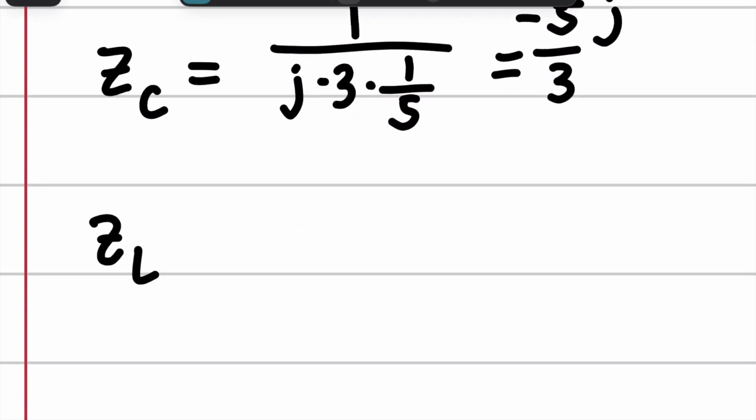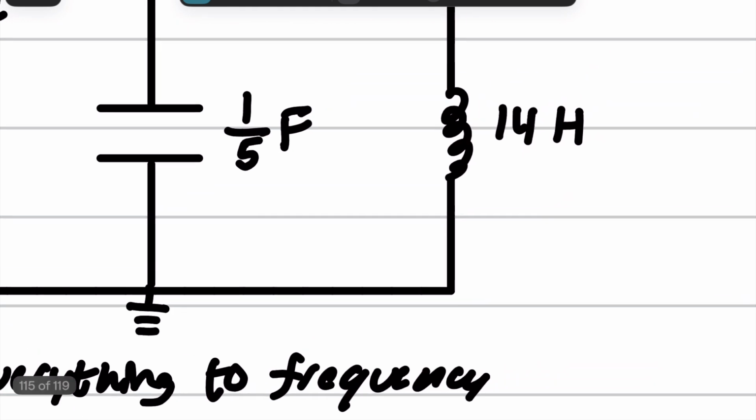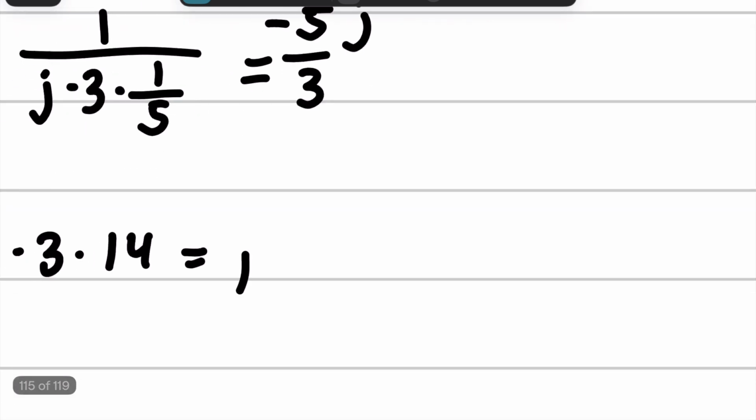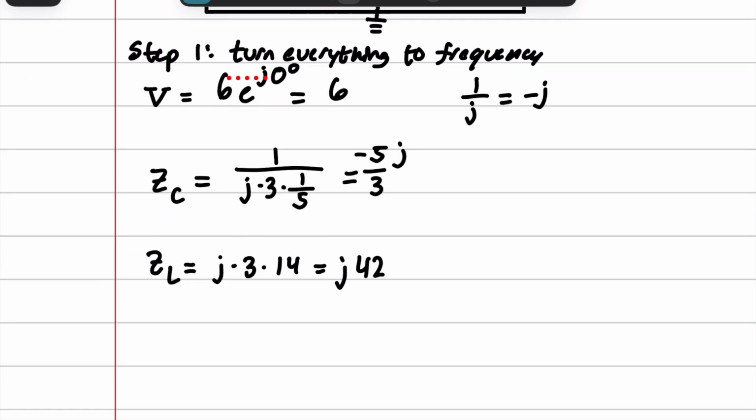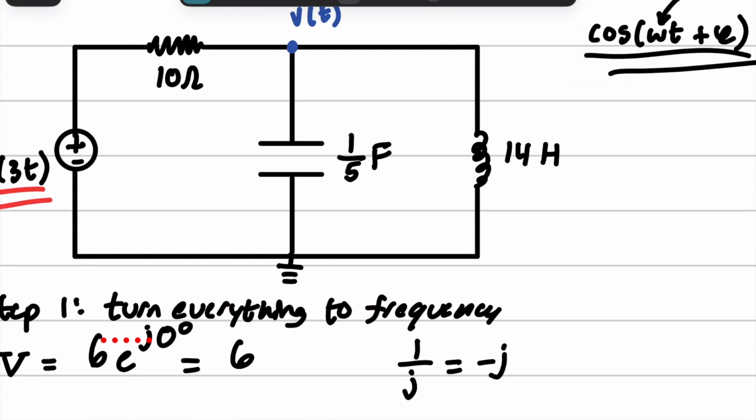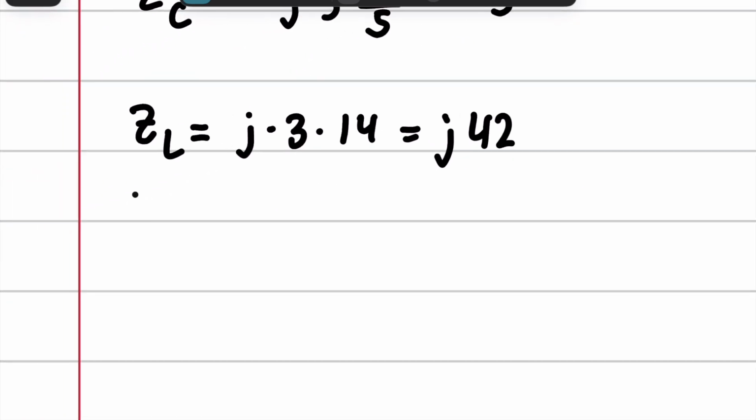Now the impedance of the inductor is going to be j omega times 14, because that is the henries, and we get j42. And the resistor, you don't technically need to write it, but it's ZR, because the resistor stays the same. It doesn't introduce anything. It's still 10.